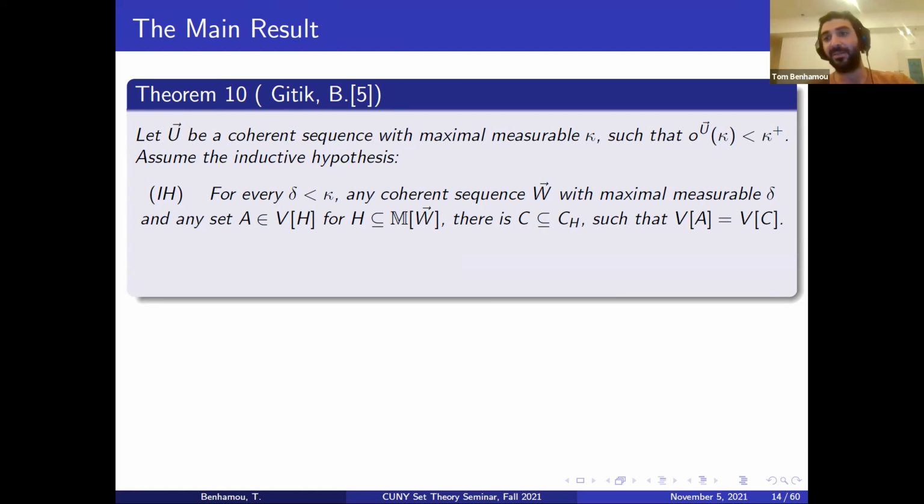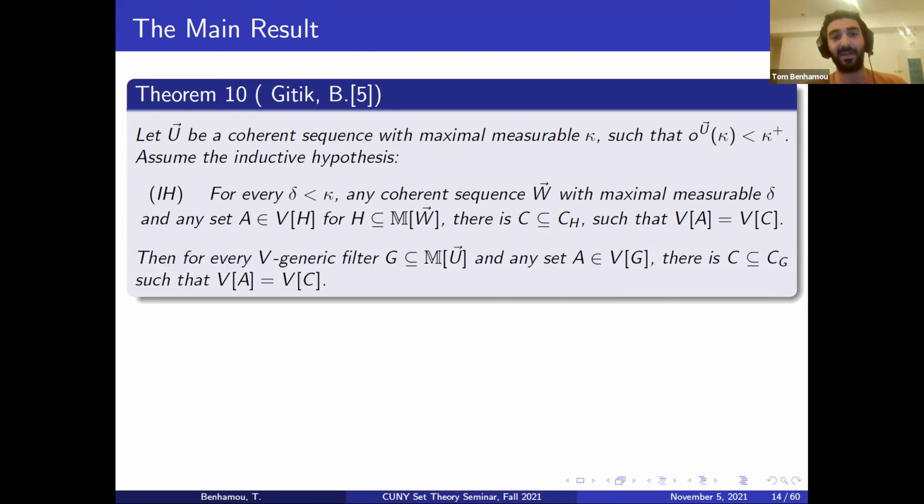Then what we prove is the inductive step for order kappa less than kappa plus. Then in this case, for every V generic filter G, and any set A in the generic extension by this G, there is a subsequence C of the generic clubs, such that the model generated by A is the same as the model generated by this subsequence.